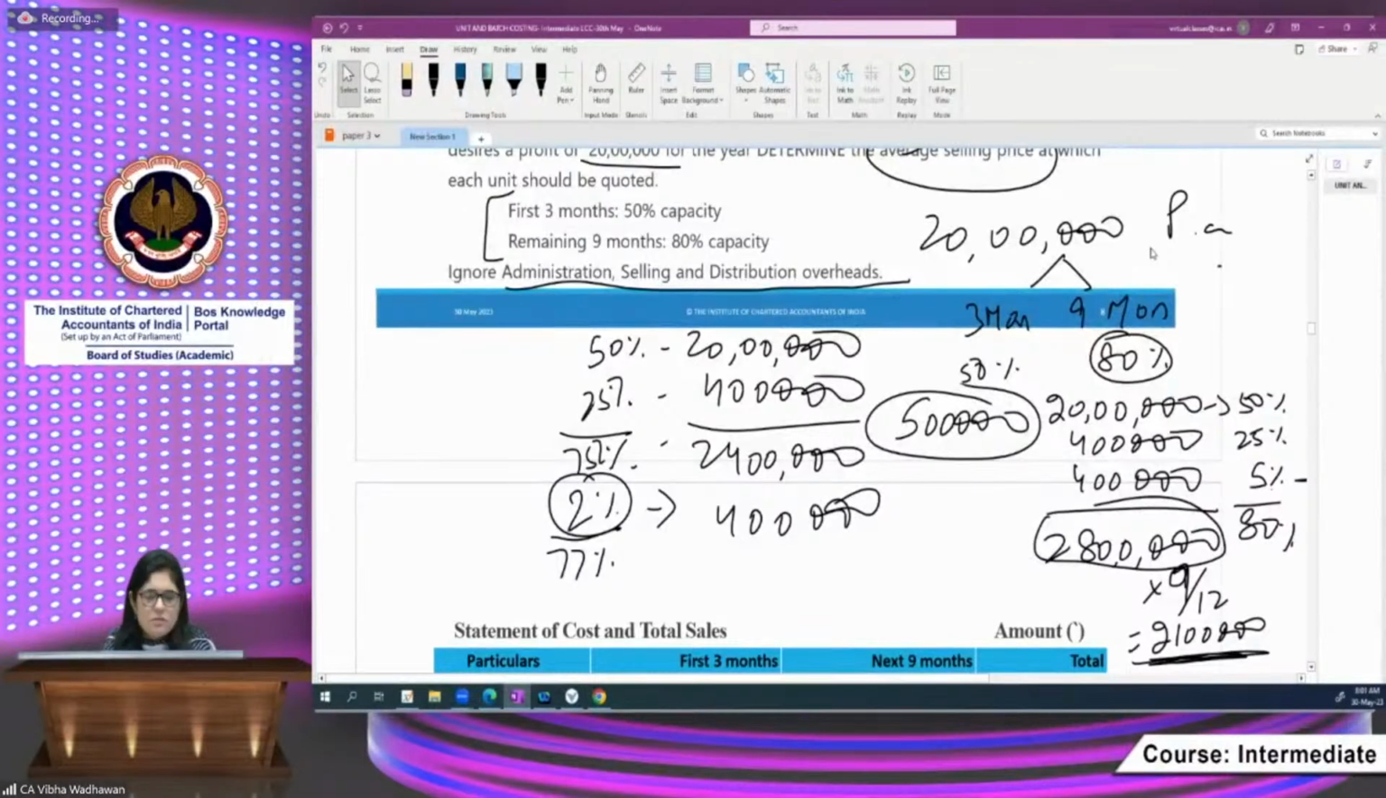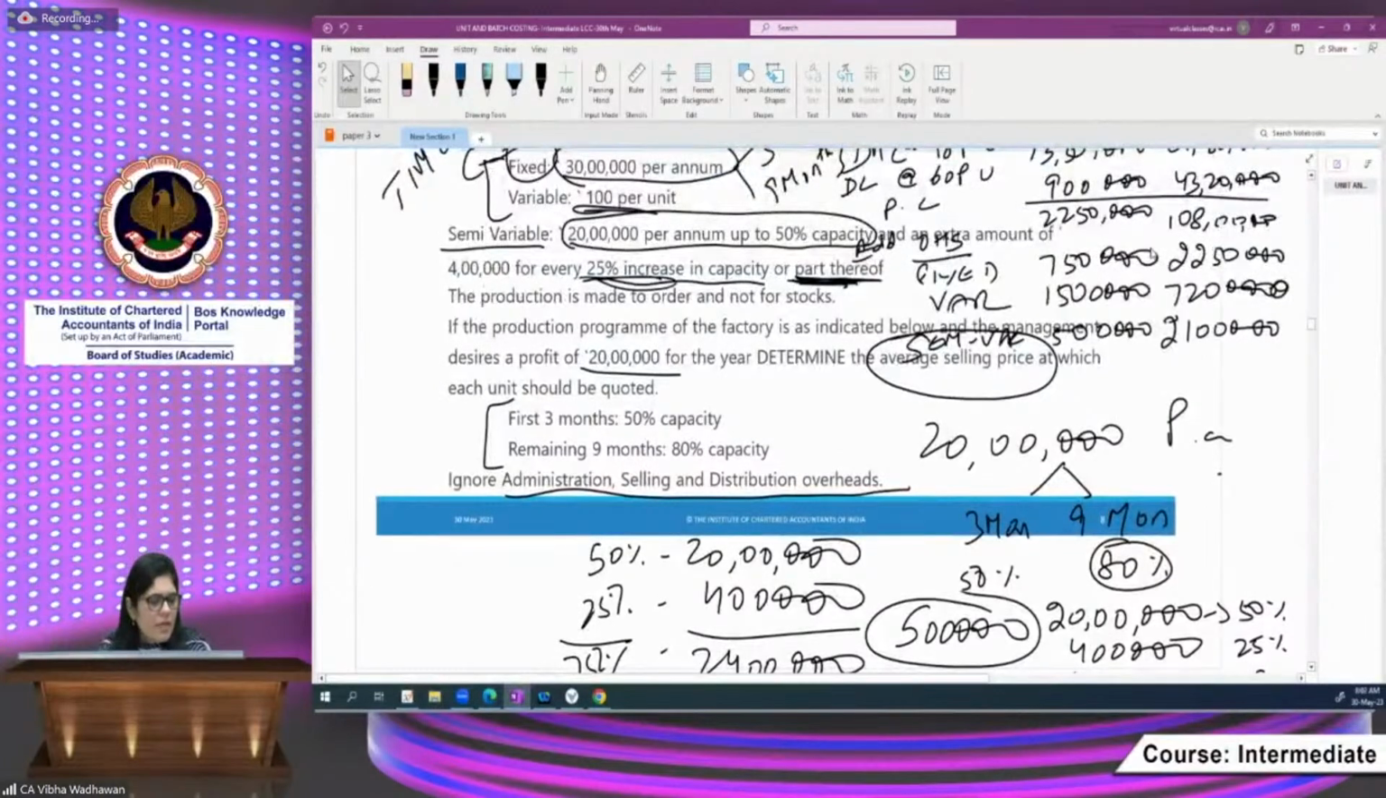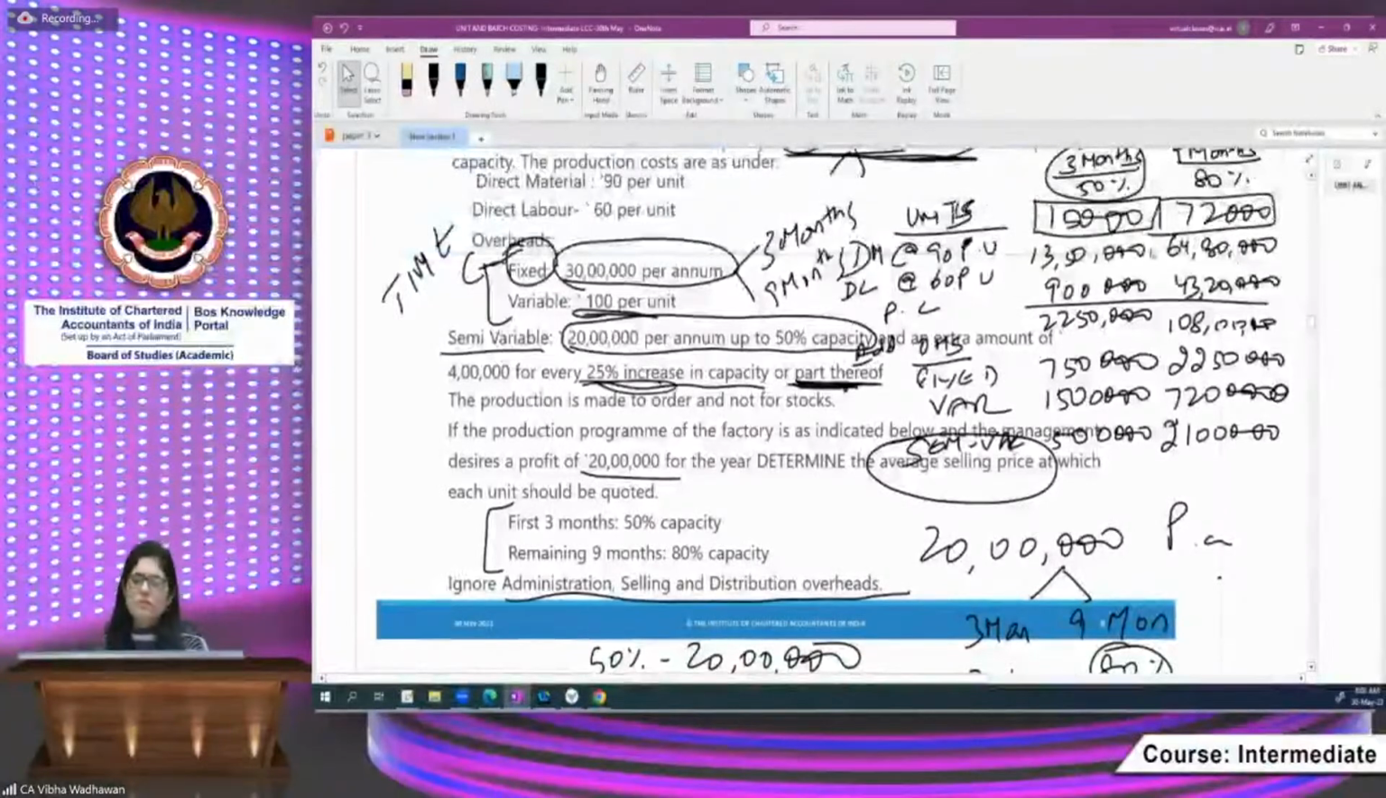All right. So I hope, students, you have understood this. It has to be 21 lakh. So semi-variable will be 5 lakh and 21 lakh. I hope, students, you have understood.